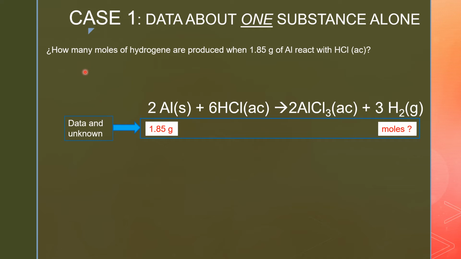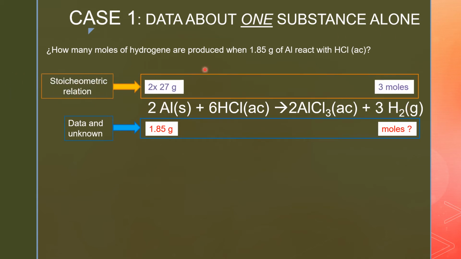Look at the question, it says how many moles. So that is what I am interested in, not grams, not amount of molecules, but moles. So now we are going to establish a stoichiometric relation between aluminium and hydrogen. The best is to respect the same unit of the data in the stoichiometric relation. If you look up aluminium in your periodic table, you will see it weighs 27 grams per mole. But here are 2, so you should multiply that molar mass by 2.